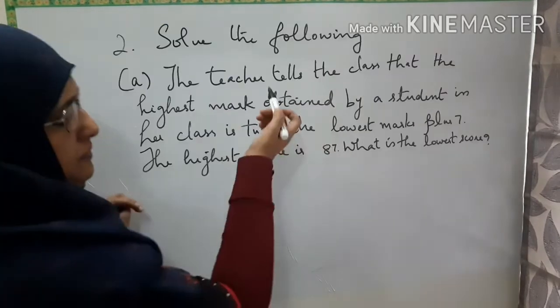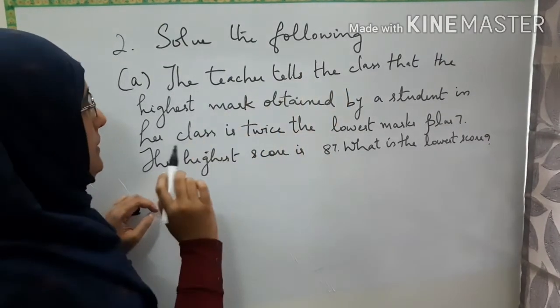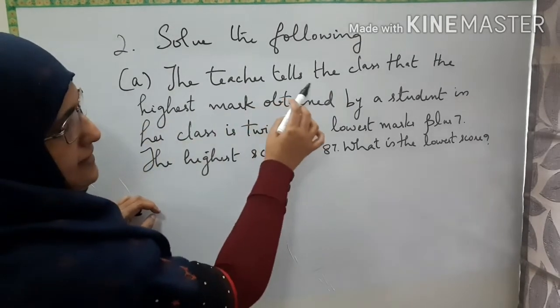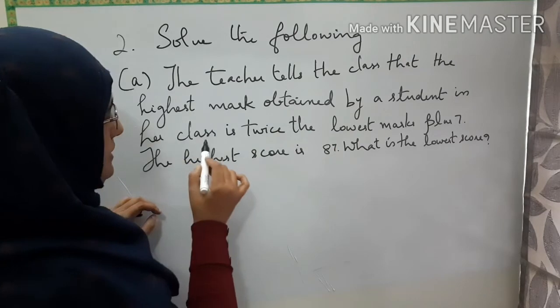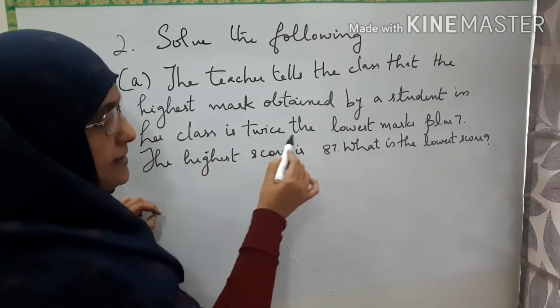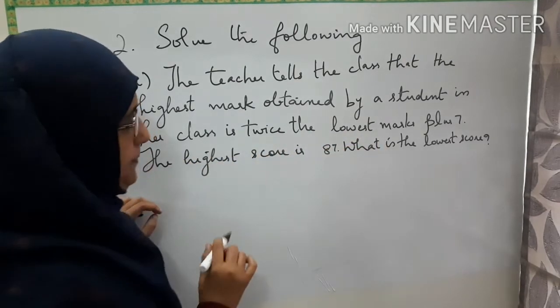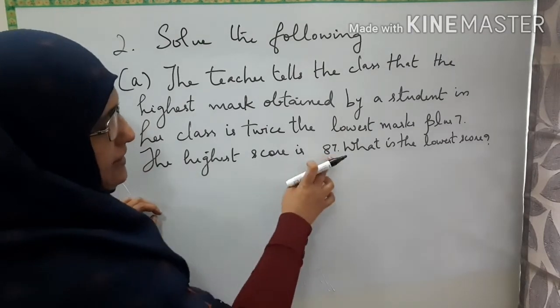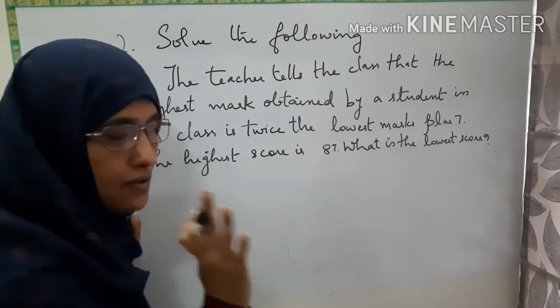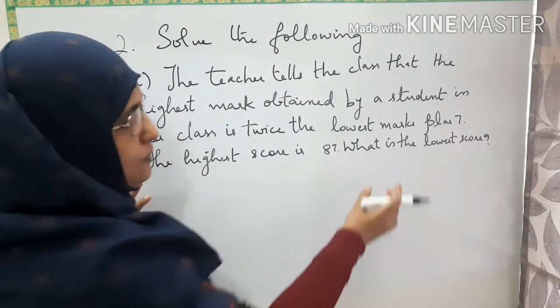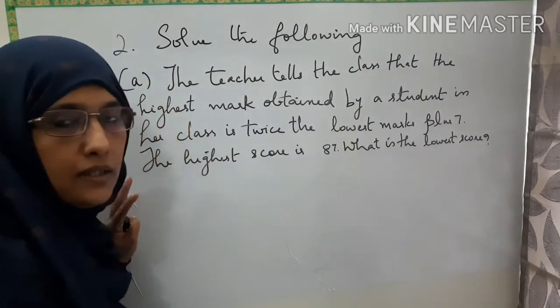21. Now second question, solve the following. The teacher tells the class that the highest mark obtained by a student in the class is twice the lowest mark plus 7. The highest score is 87. What is the lowest score? So here, first you see what you have to find. You want to find the lowest score.